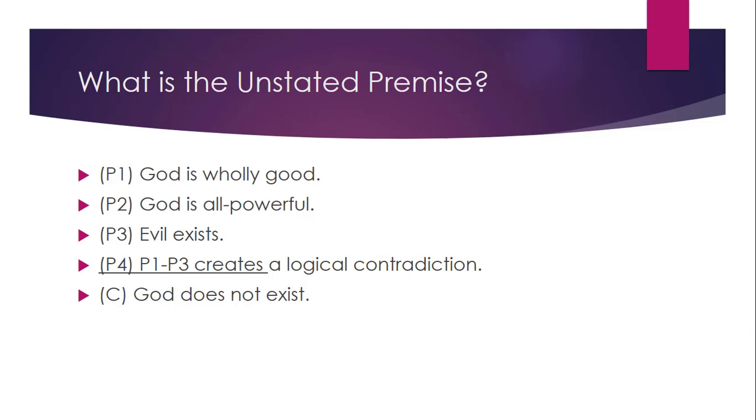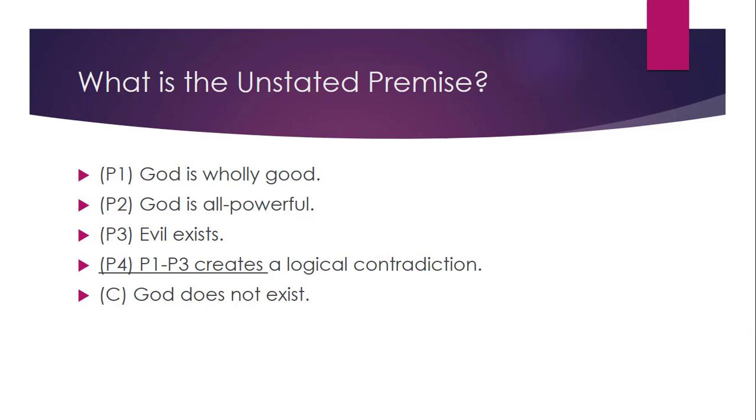Well, it looks like there's a contradiction here between these first three premises, a logical contradiction. How could it be the case that if God is wholly good and would want only good in the world and is completely powerful to make the world this way, then how can it be the case that evil exists? So there's a logical contradiction. Something's got to give here. Well, we know that evil exists, so the conclusion here is that God does not exist.